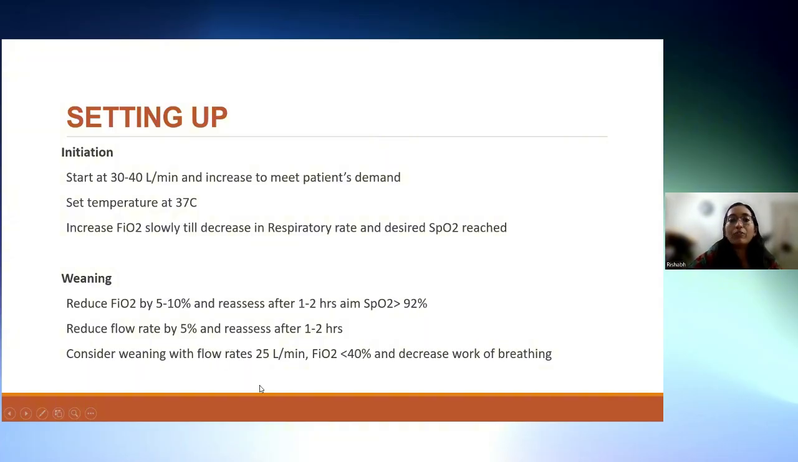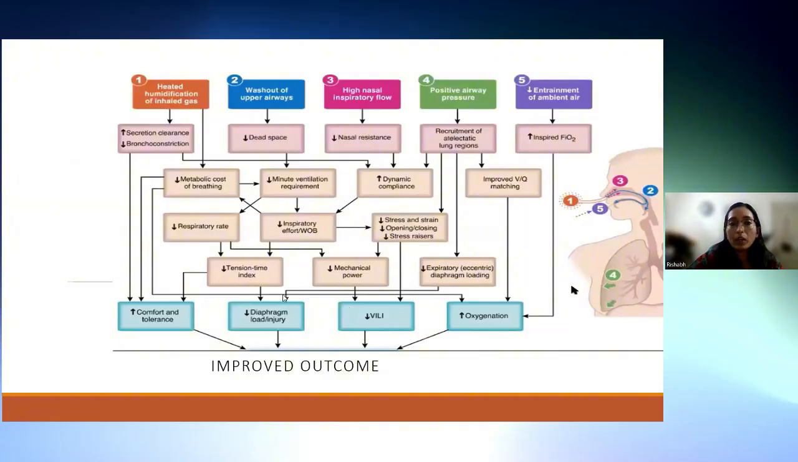And consider weaning when, by doing all this, the flow rate has come down to 25 liters per minute and the FiO2 requirement has decreased to less than 40%. And yes, the patient should have decreased work of breathing.